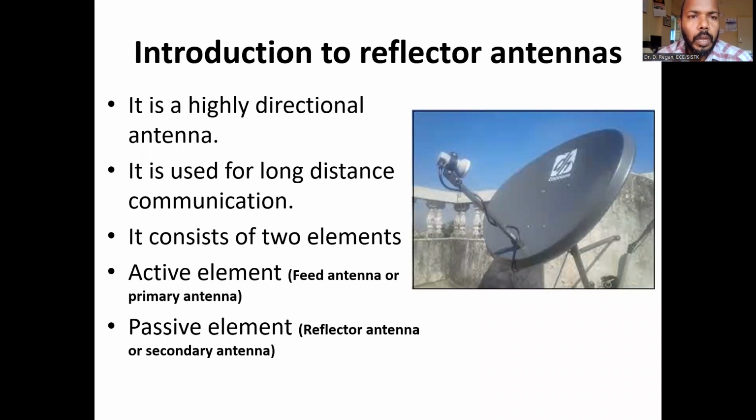Now in this session, we will discuss different reflector antennas. Before going to discuss the different types of reflector antennas and their design, we will first understand what reflector antennas are and what the basic parts in the reflector antennas are. Then we will move to the reflector antenna types and the design.